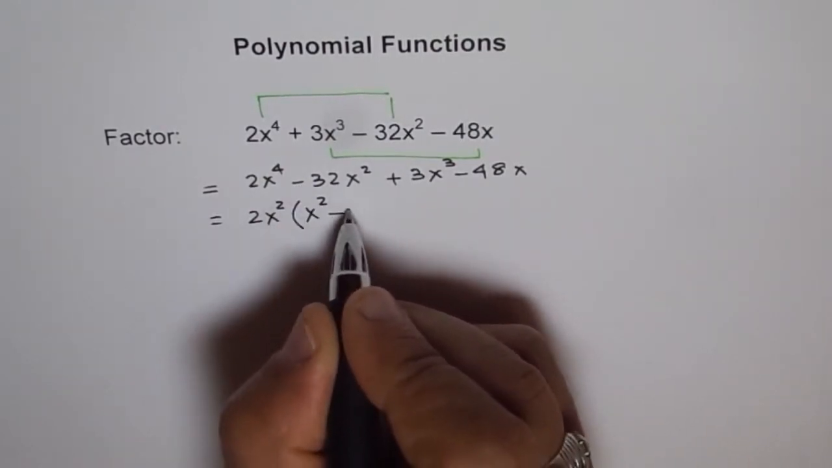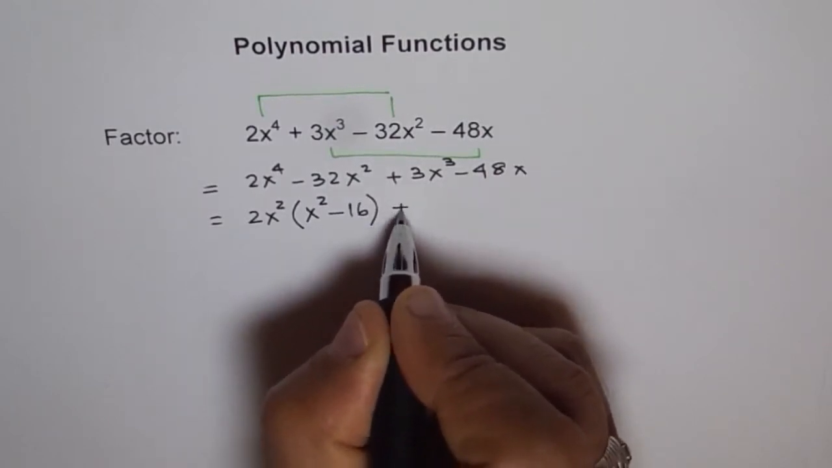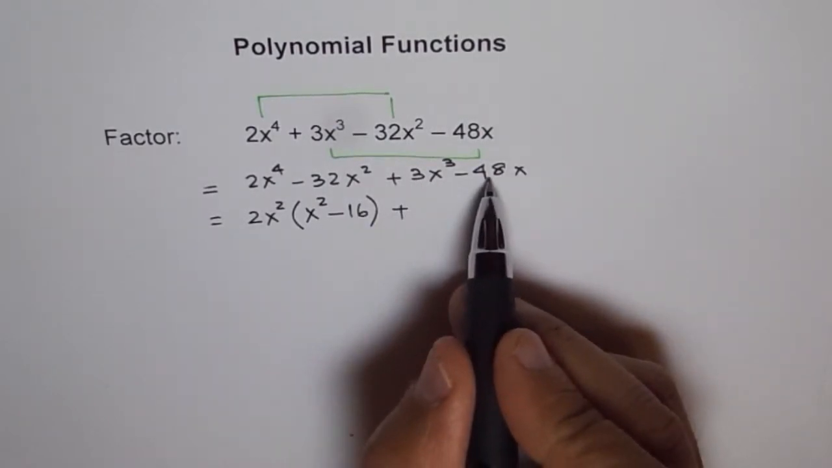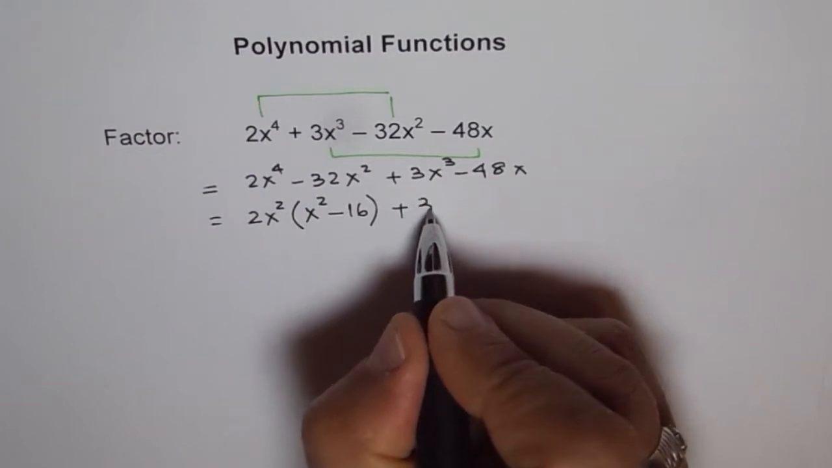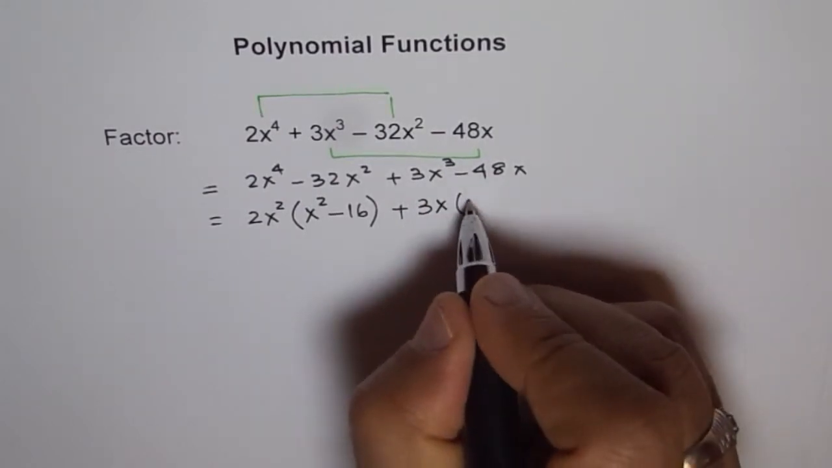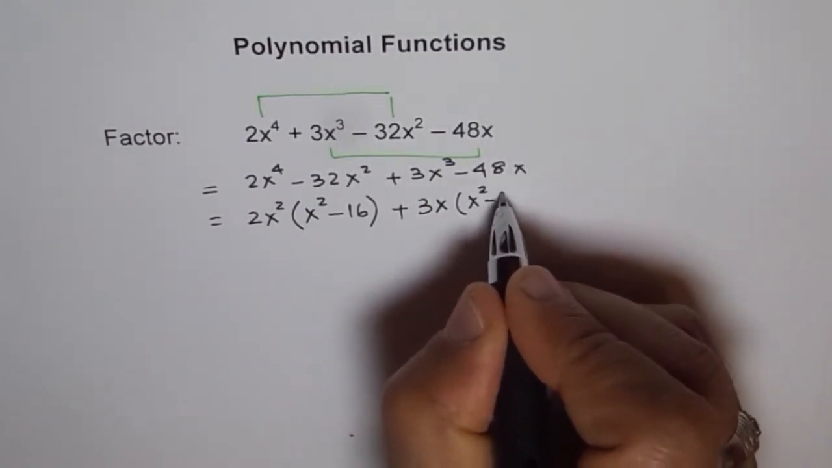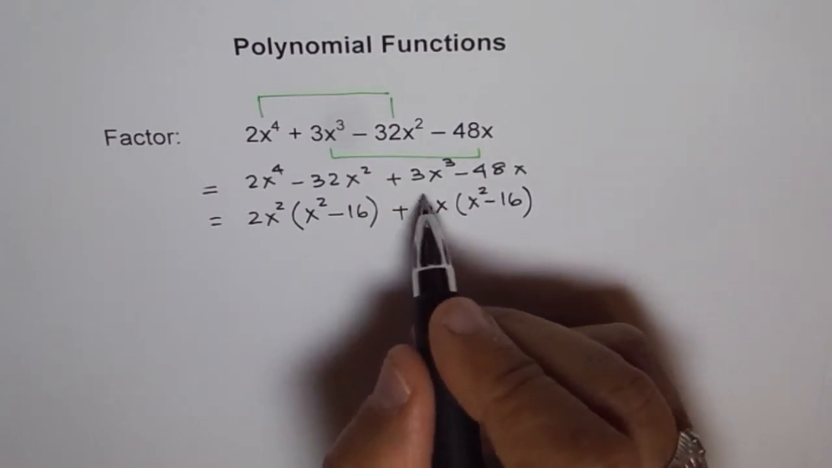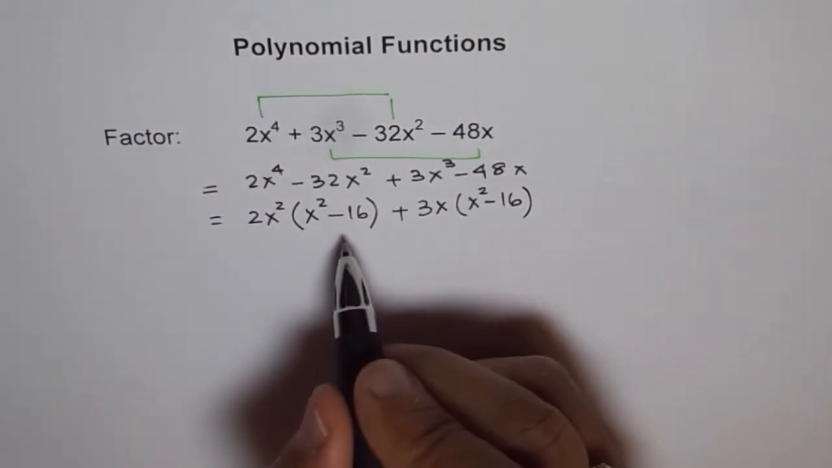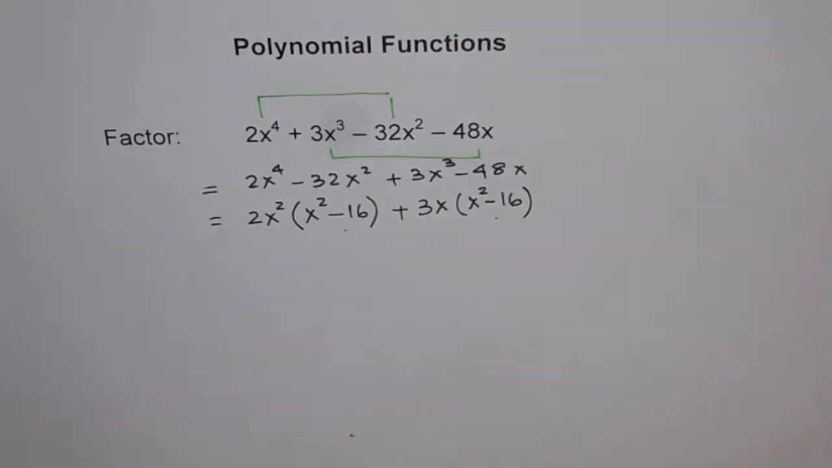So you get minus from here, and 3 is a common factor and x is also a common factor. So you get 3x here and you get x square minus 16, right? 3 times 16 is 48. The idea is to get these two terms the same, right? If you're not getting them the same, something wrong has happened, right? That is kind of a test for you.